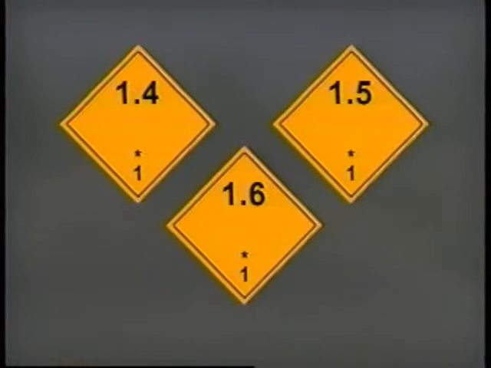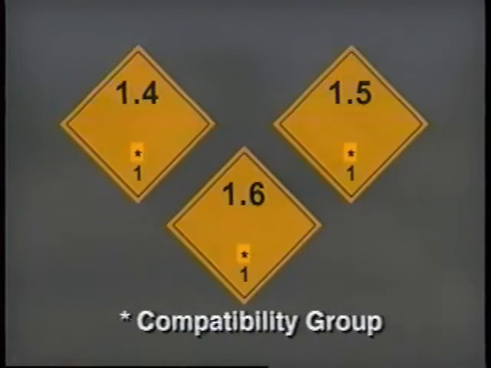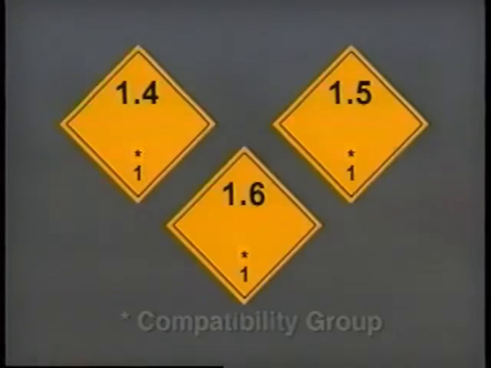Explosives are separated into compatibility groups, shown by capital letters near the bottom of the label or placard. In general, explosives in different compatibility groups should not be shipped together.